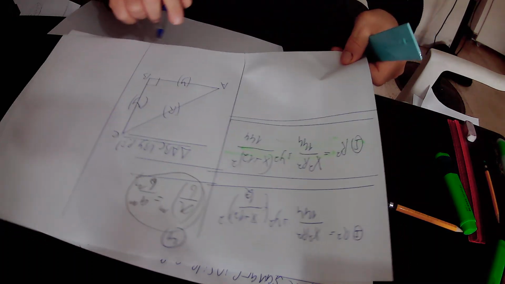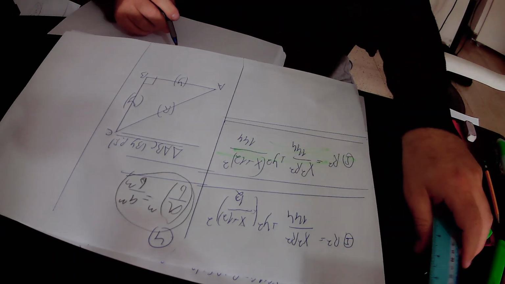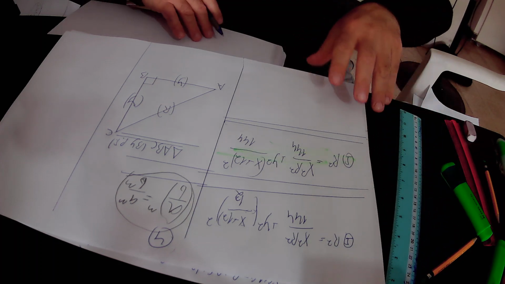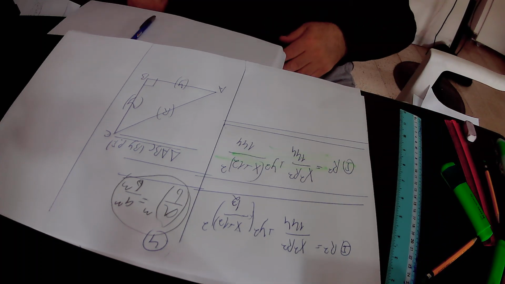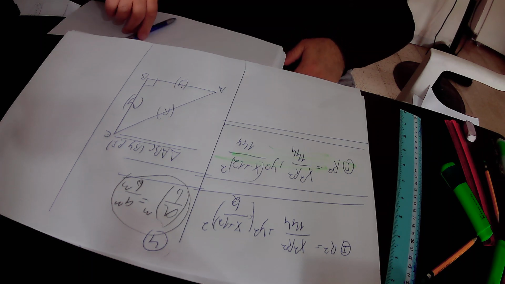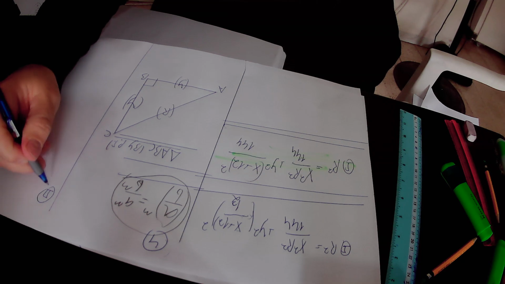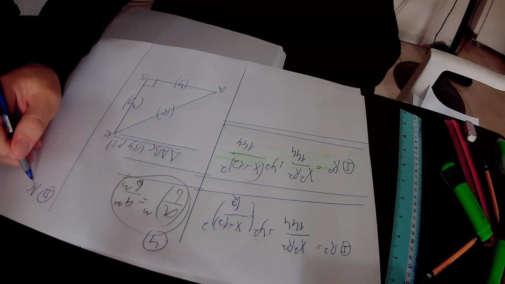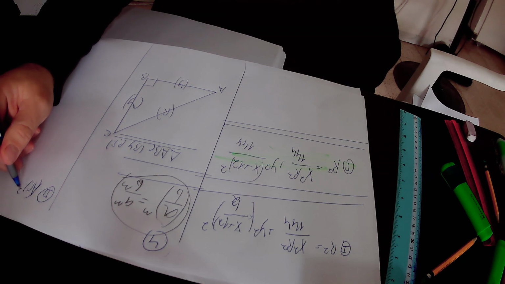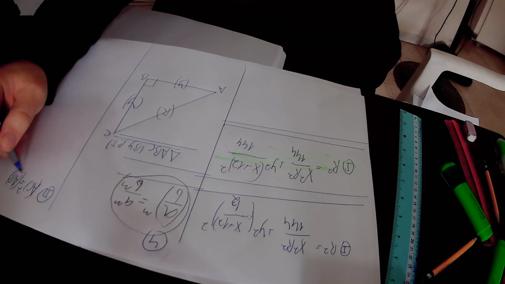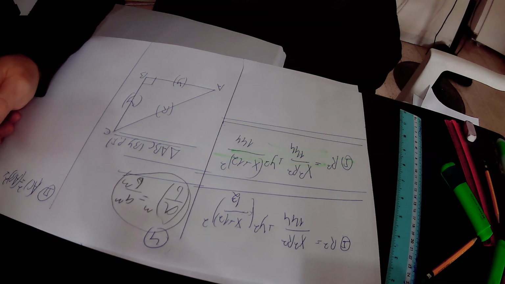So actually, this is the right triangle, triangle ABC that I copied from the original drawing. This right triangle, triangle ABC, according to the Pythagoras theorem, AC square equals AB square plus BC square.